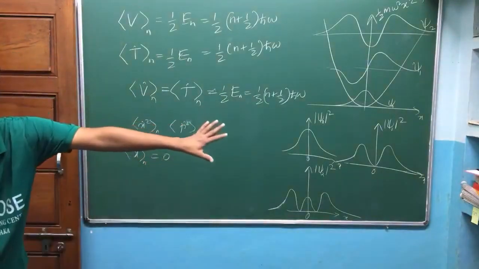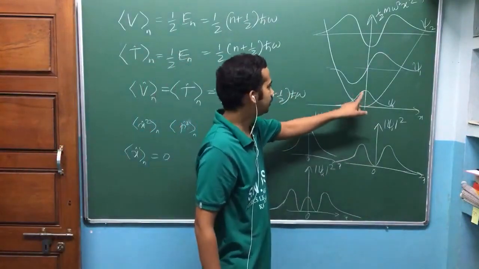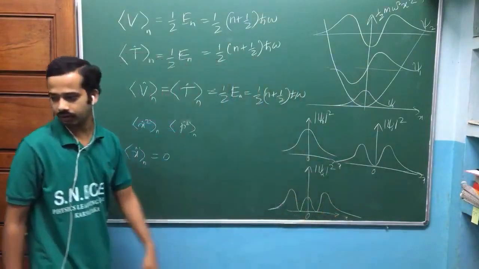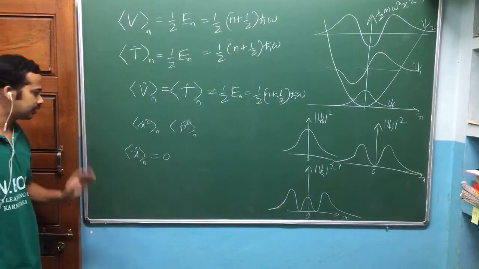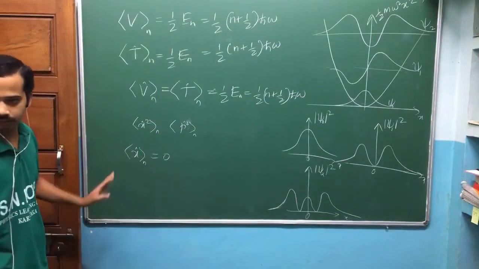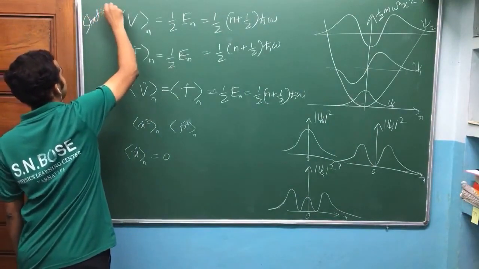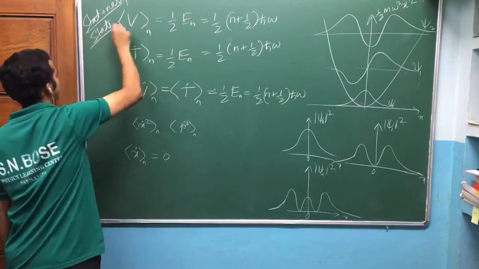That is one idea. If you know that all the distributions, when you take mod square, are even, all of them are symmetric about 0. So that's why the expectation of x cap for the nth stationary state is 0. Okay, I'm talking about stationary states here.